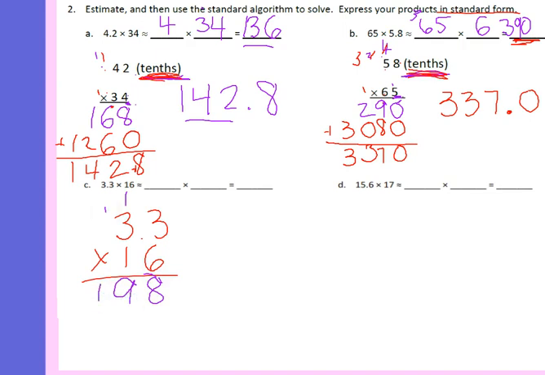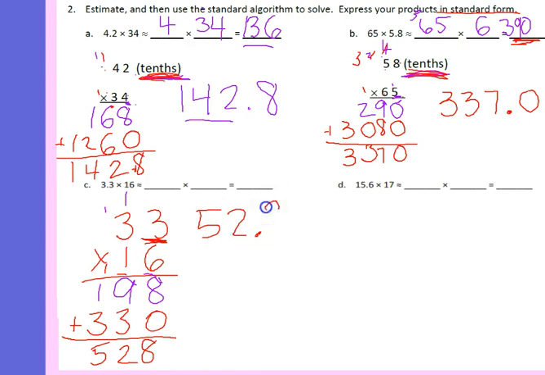And now I'm ready to move on to my tens. I have 0 ones. 1 times 3 is 3. 1 times 3 is 3. And I'll add them together. 8, 12, 5. Now, remember that these are in tenths. So that would be 52 and 8 tenths.